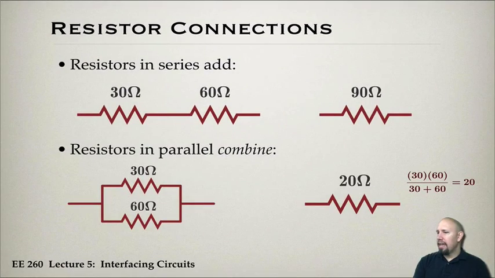Okay, here's an example. I have two resistors, a 30 and a 60 ohm resistor. When I put them in series, it's equivalent to a 90 ohm resistor. If I put them in parallel using this formula, 30 times 60 is 1800 divided by 30 plus 60, which is 90, that gives us 20. Notice that by adding them in series, we get a larger resistor. By putting them in parallel, we actually get a smaller resistor than either of these two. That's very typical. So those are resistor connections.